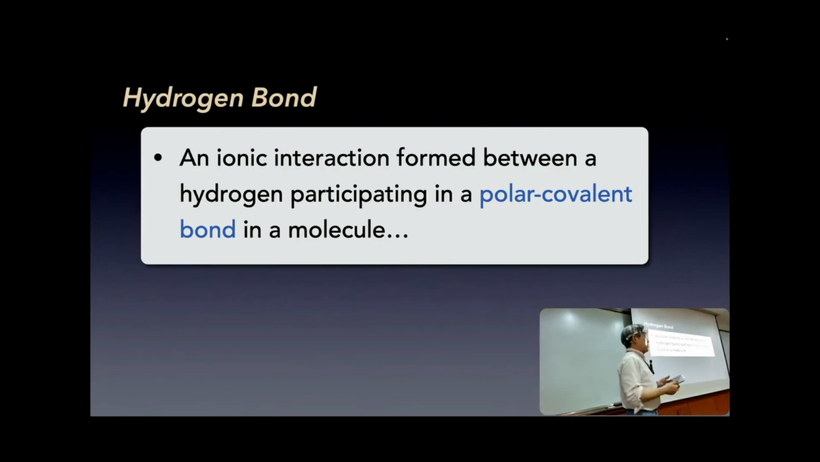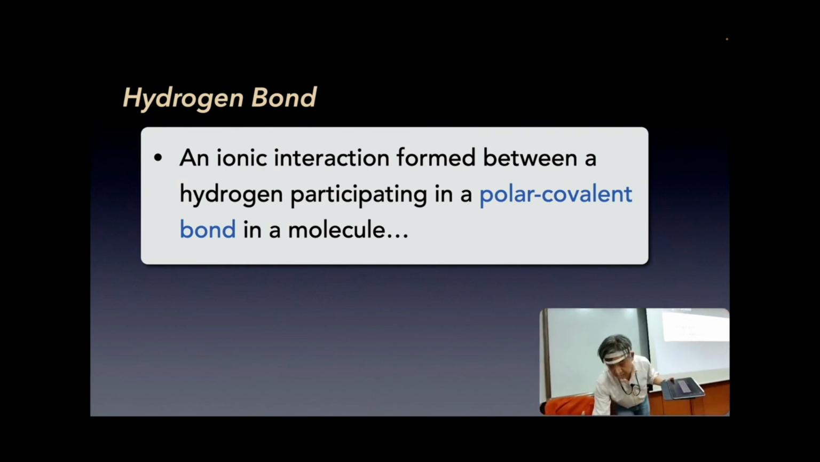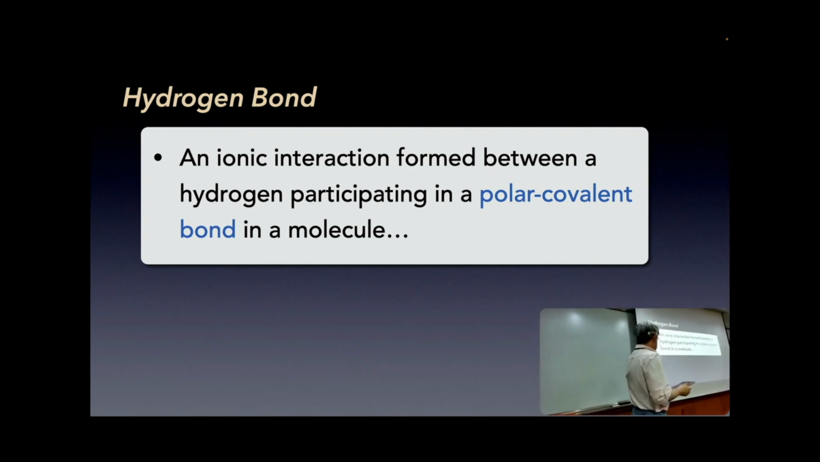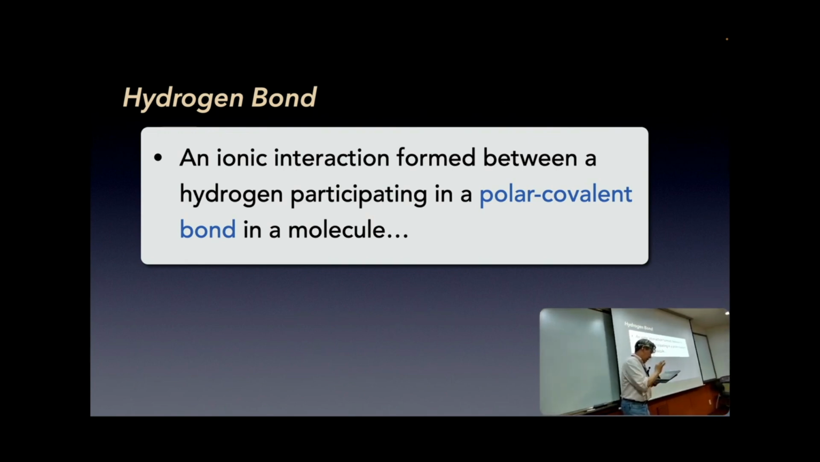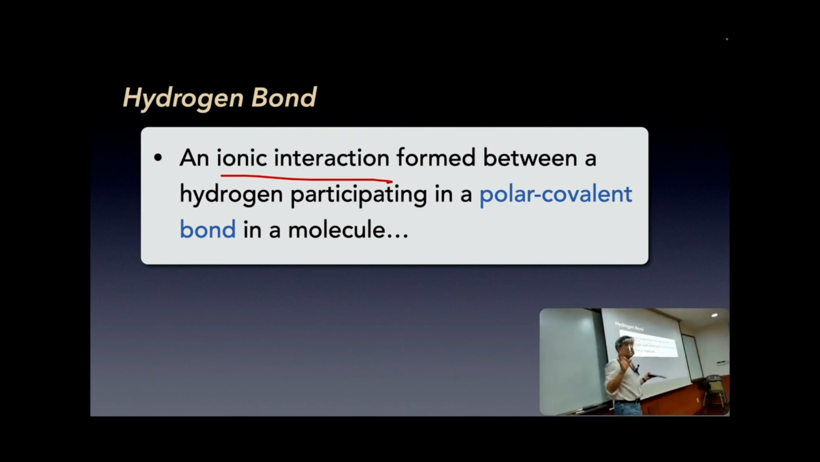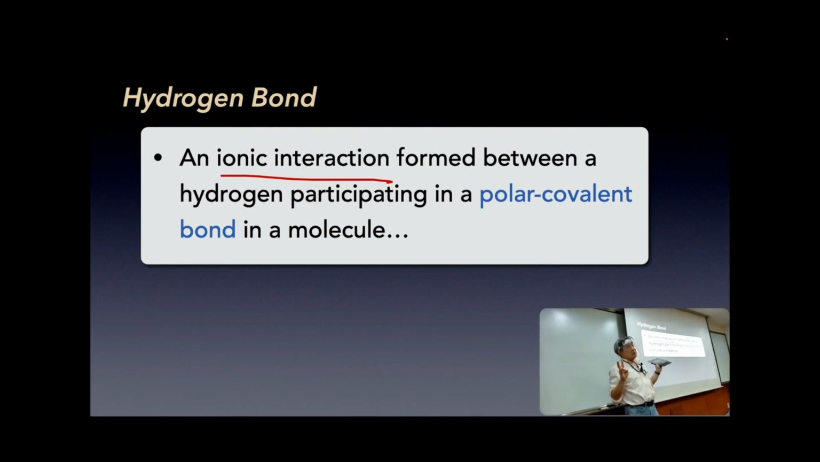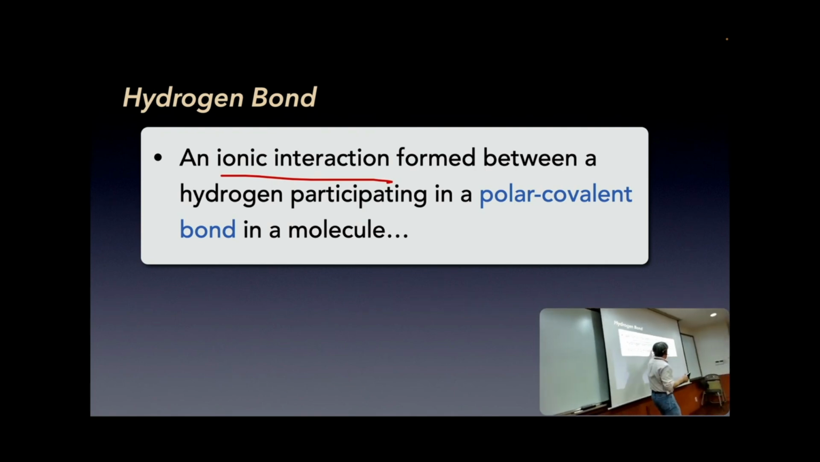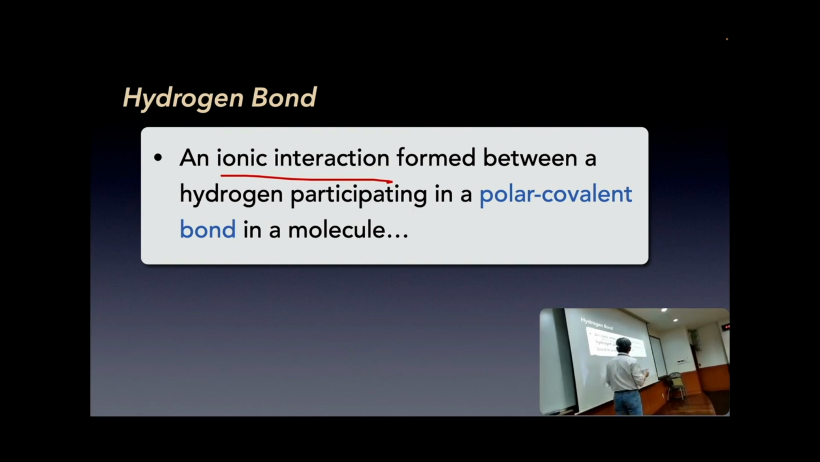Okay, so hydrogen bond is something very unique. Hydrogen bond, by nature, is a kind of ionic interaction. However, it is a byproduct of covalent bonds. There are 2 different kinds of covalent bonds. One is a non-polar covalent bond, and another type is a polar covalent bond.